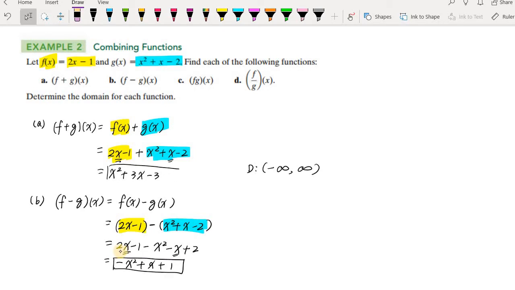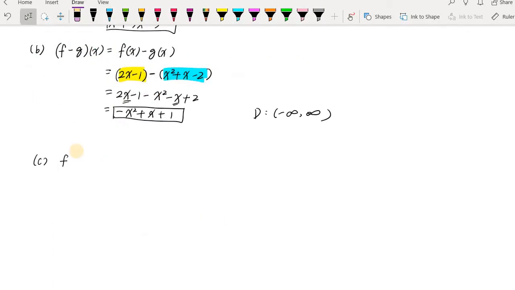Okay, let's put down the solution. So for here again, if you look, this is a polynomial function. All the real numbers work for x. This is going to be your domain: negative infinity to positive infinity. Part C, fg of x.